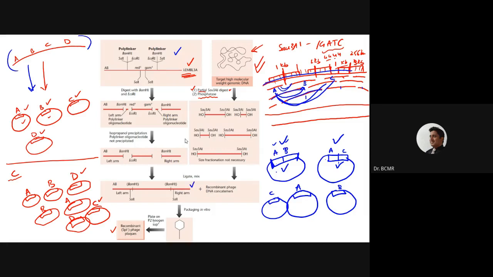And I will just quickly go through the vector. You can also try to think of it along with me. Sal1, BamH1, EcoR1. And the reverse order is on the other polylinker: EcoR1, BamH1, Sal1. And there are also two genes, red and gam. I hope you remember or you can recollect it. Red and gam are involved with the Spi phenotype. If red and gam are present, it is Spi positive. If red and gam are not present, it is Spi negative. What is Spi? That is sensitivity to P2 inhibition.